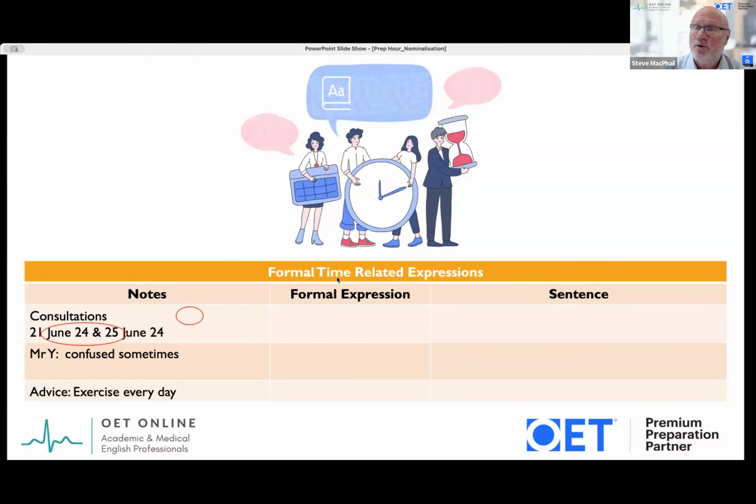Now, another important area when you're writing a set of case notes is the formal time-related expressions. Remember, when you're doing this, you're describing a patient history over a period of time. So you can't write a referral letter without incorporating formal time-related expressions. So look, we've got consultations. There were 2 consultations on the 21st of June and the 25th of June.